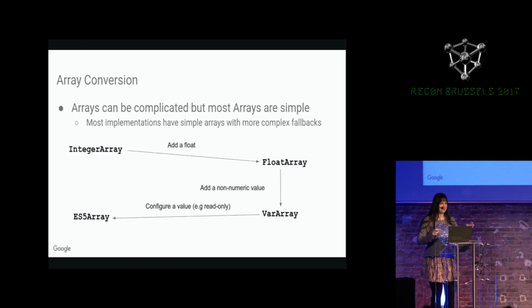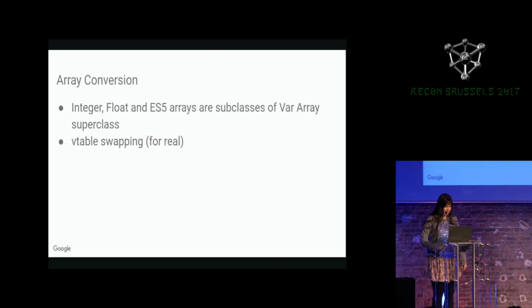And then the very final stage of an array, which doesn't happen very often, is what if you configure a property on an array? What if you make one element of the array read-only? Then you have to actually have a structure with the property of every element in it, and that's what they call an ES5 array. And how do they implement this?